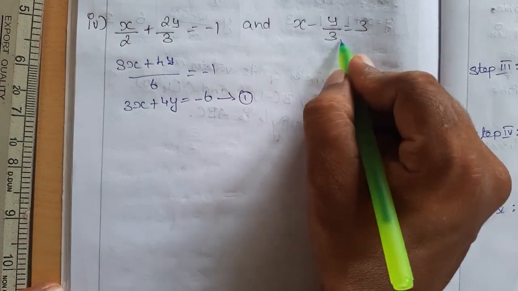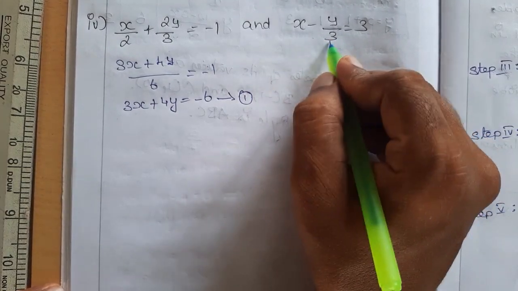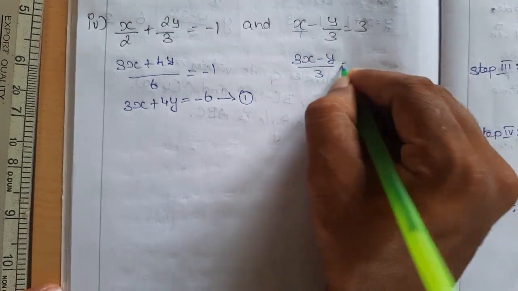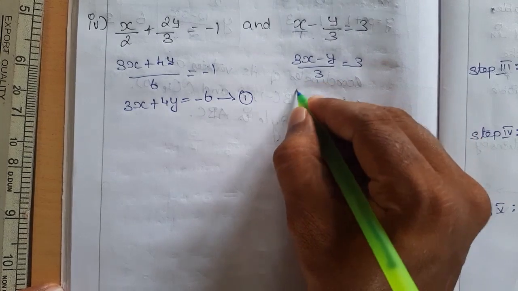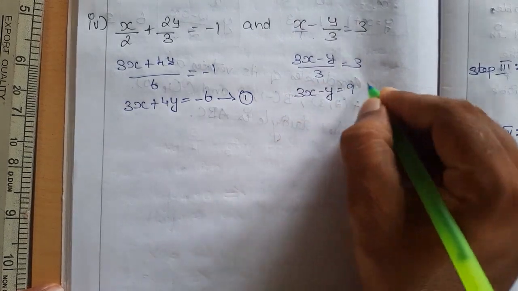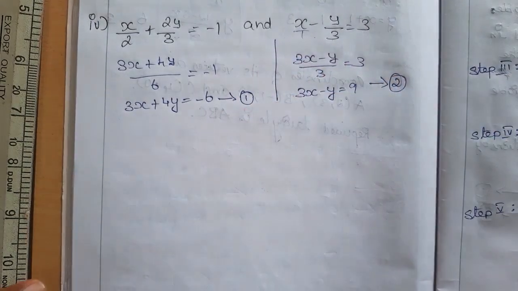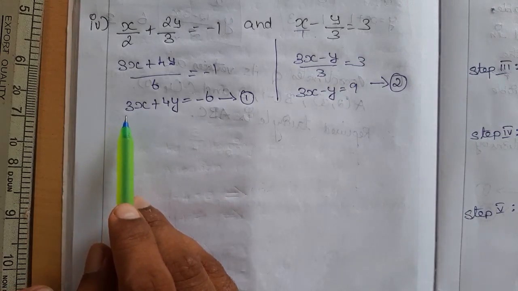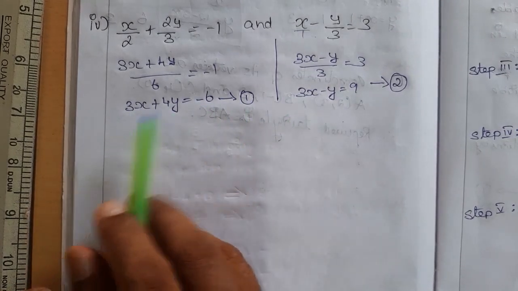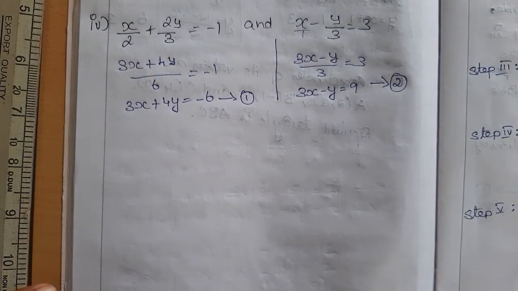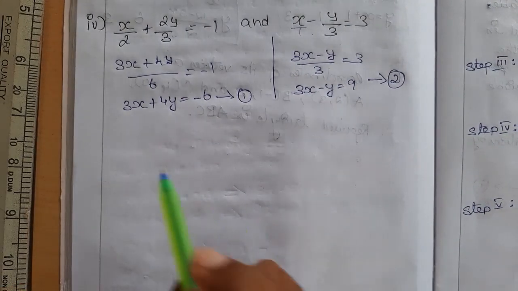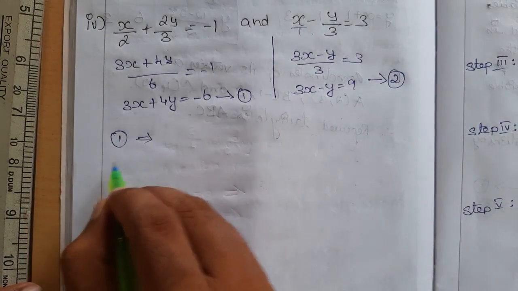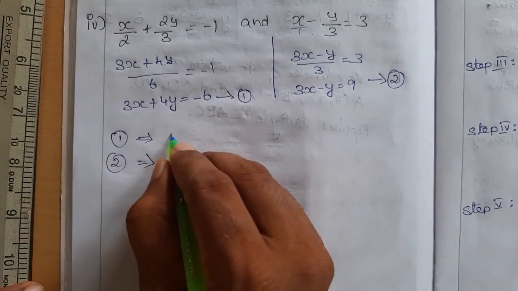Equation 2: here for the division we have to take an LCM. 3 here is a 1, so multiply by 3, so 3x minus y by 3 is equal to 3, and take to this side, it will become 3x minus y is equal to 9. Let it be equation 2. Now we have to make the coefficients of any one variable the same, right? You can notice that here the 3 and 3 are already the same. Just by subtracting we will get it. We don't need to multiply anything, that means just multiplying with a 1. So equation 1 is the same and equation 2 is the same, we are just doing the subtraction.